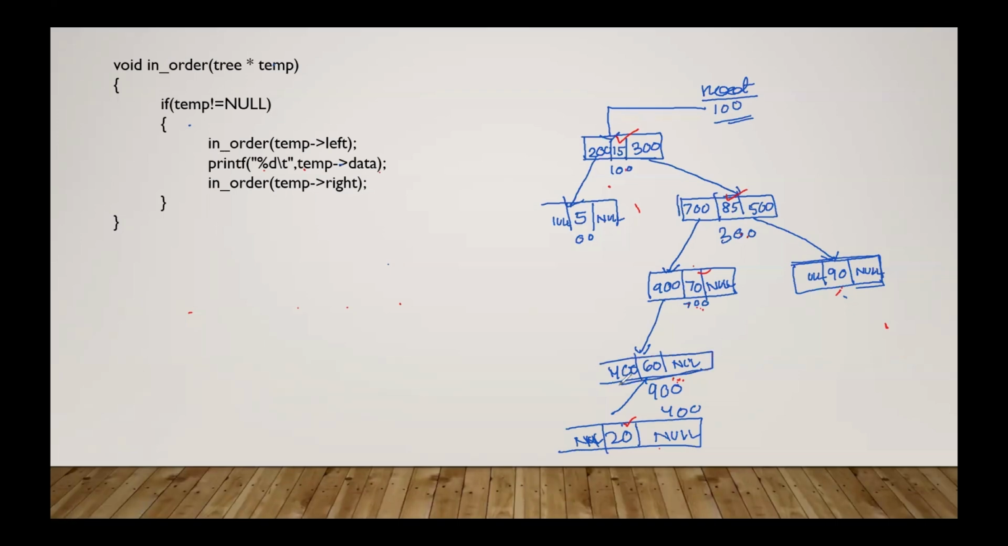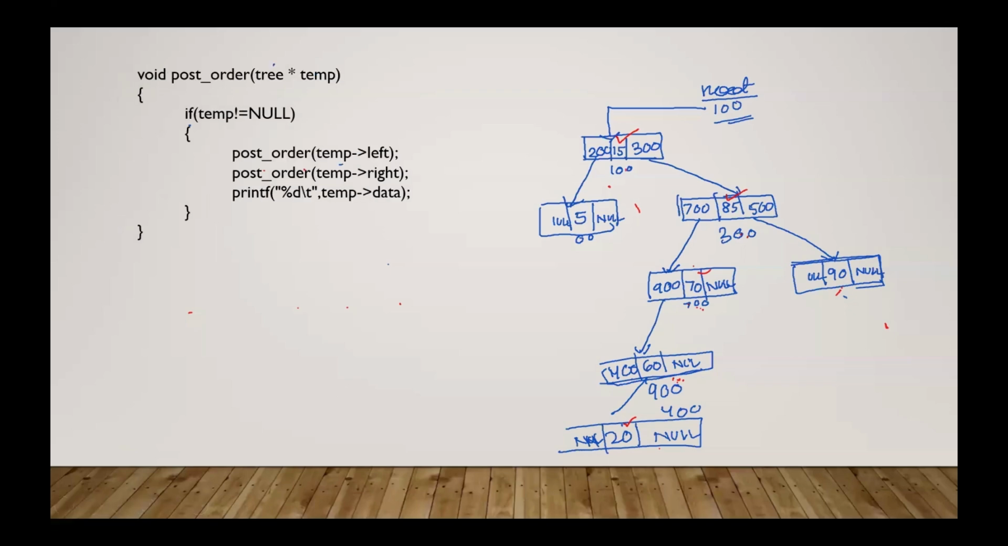So our in order traversal is completed. Next, we have to know how we print the data in post order manner. So this is our tree. We have to perform the post order traversal. Post order means first we go to the left subtree, then the right subtree, then only the data. Post means after left and right are traversed recursively, then only we print. This is the logic we have to follow.